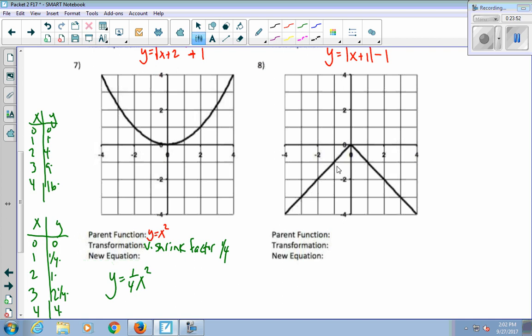Okay, here's an absolute value. That looks like I just flipped it over the x-axis. Reflection over the x-axis. And the way I write that equation is I just put a negative out in front. That will make all my y's the opposite of y.